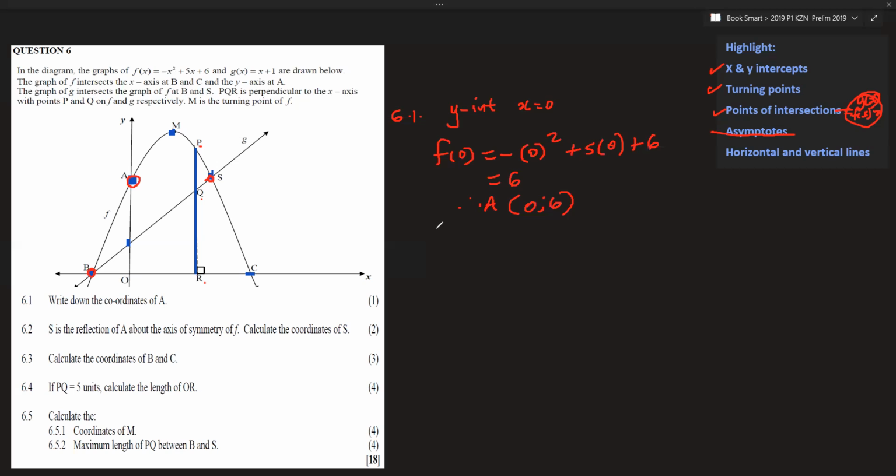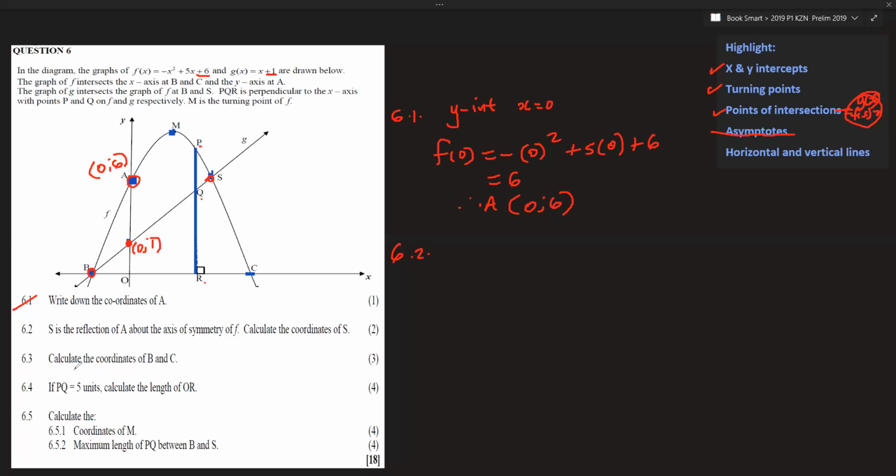So now we can go to 6.2. Our A was (0; 6). Remember, for a y-intercept, you don't need to show the working out. The last number without a variable, the constant, is always your y-intercept for a parabola and a straight line. For example, by the look of things, seeing that there is a 1 there, I can already tell that this point here is (0; 1) for a straight line.